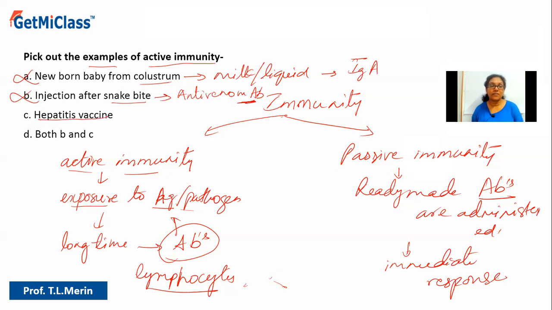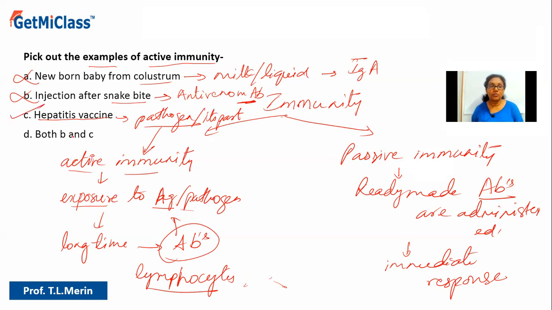Option C says hepatitis vaccine. The hepatitis vaccine can be a dead pathogen, or any part of the pathogen, which is injected in the body. Of course, this will take time, and here active immunity plays a role because that is the antigen, a foreign body. So that has to be recognized, then further antibodies have to be produced. So that will come under active immunity. Hence option C is the correct answer.